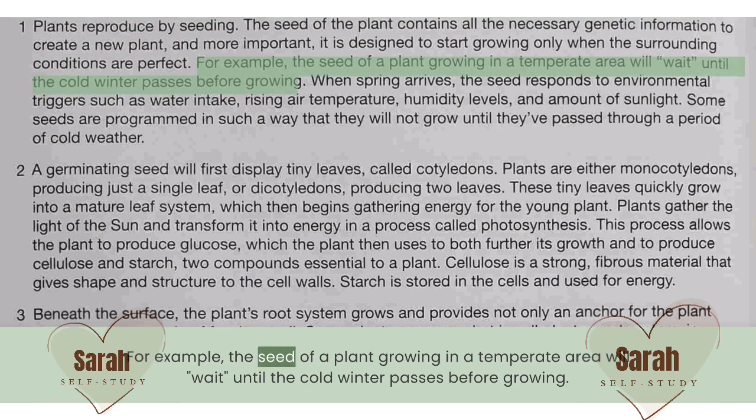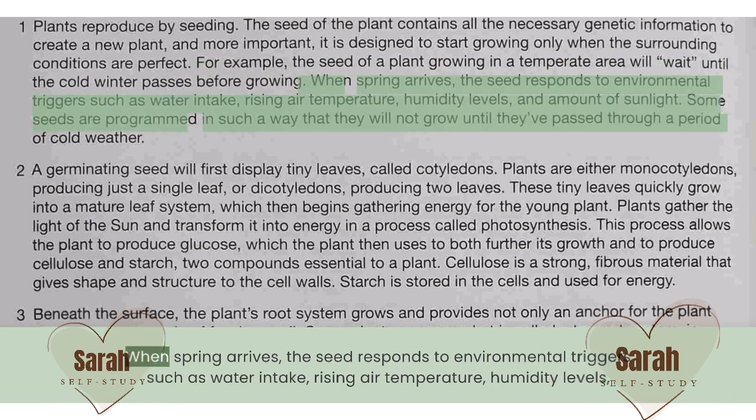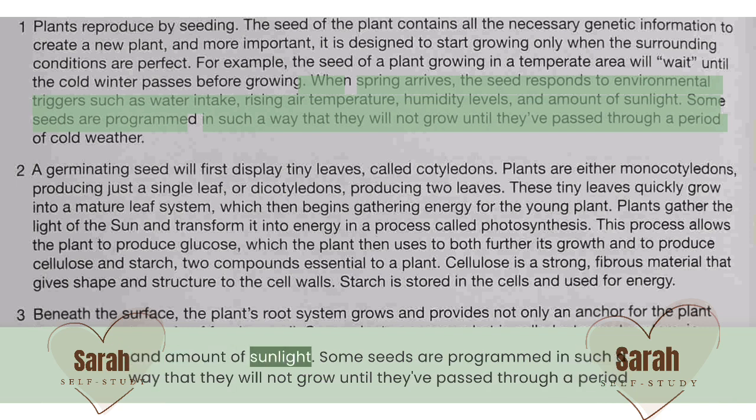For example, the seed of a plant growing in a temperate area will wait until the cold winter passes before growing. When spring arrives, the seed responds to environmental triggers such as water intake, rising air temperature, humidity levels, and amount of sunlight. Some seeds are programmed in such a way that they will not grow until they've passed through a dormant period.